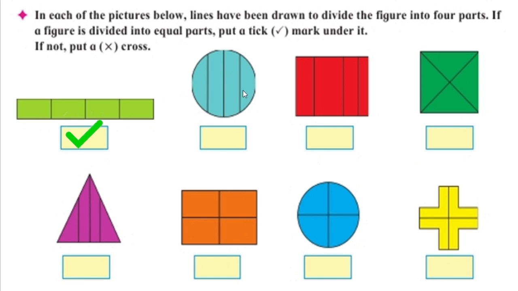See here, this is a circle. Here also it is divided into 4 parts, but they are not equal. Can you see here? They are not equal. So we will put a cross. Here in this rectangle, you can see a large part and small, small, very small. So this is also a cross. Now next one is right, correct? Because all four parts are equal. And here in the triangle, again we can see more part and less parts, so cross.